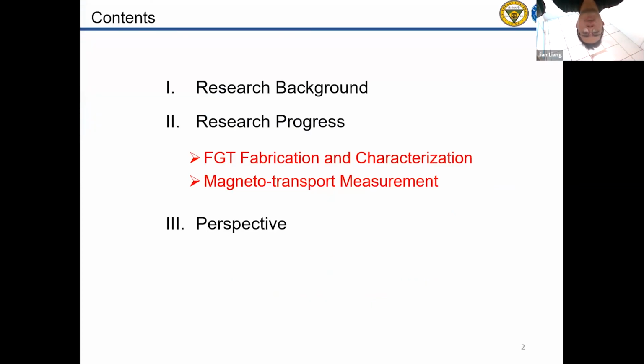There are 3 parts of my presentation. The first part is research background, the second part is research progress. The most important part is the result of magneto transport measurement. At the last, I will summarize all my work and show the possibility of future work.